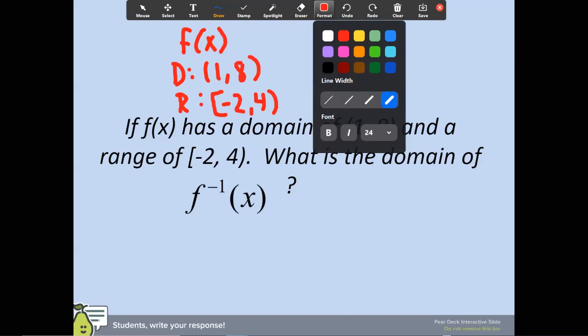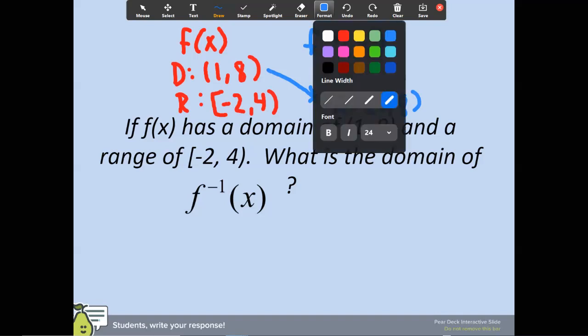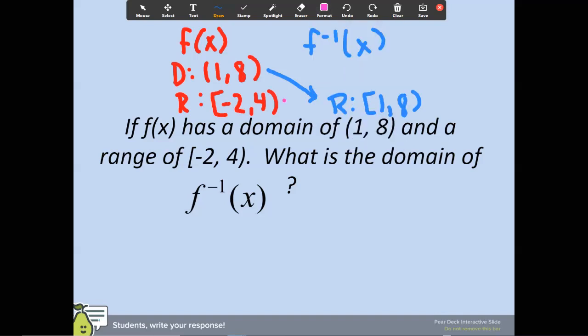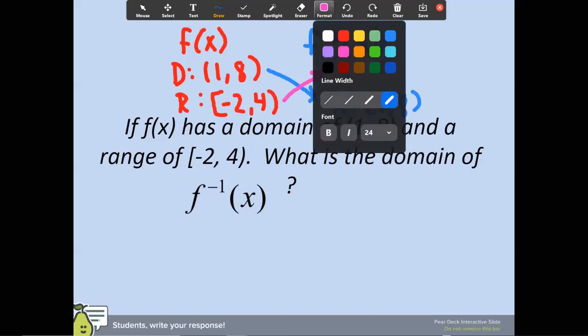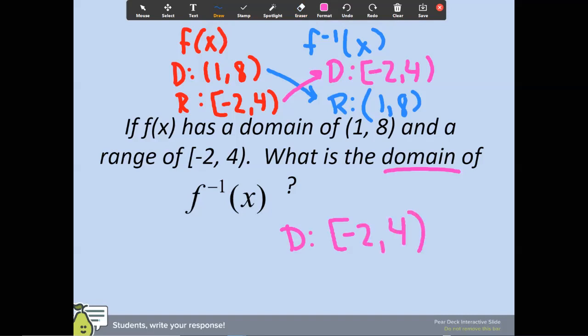Now, what has happened with our x and y? Remember, we switch our x and y. So for my inverse, what happens is my domain now becomes my range. So this is going to be 1 comma 8, and my range now becomes, sorry, this should have stayed a close bracket, sorry, I mean open bracket. Oops, got a line by mistake. Open bracket. Okay, and my range is now going to become my domain. So this is going to be -2 close bracket to 4 open bracket. So again, they wanted us to find the domain of the inverse. So the domain of the inverse is the range of the original, -2 close bracket, 4 open bracket.